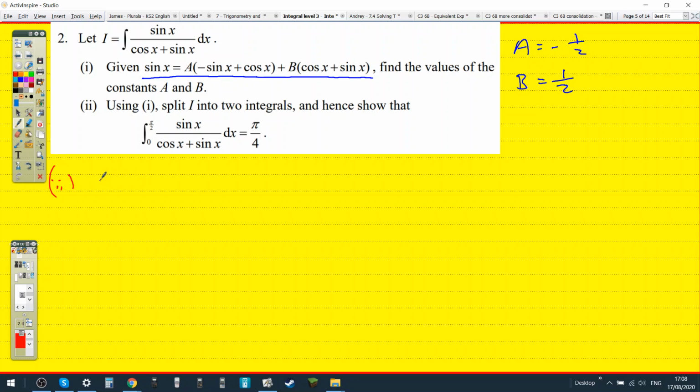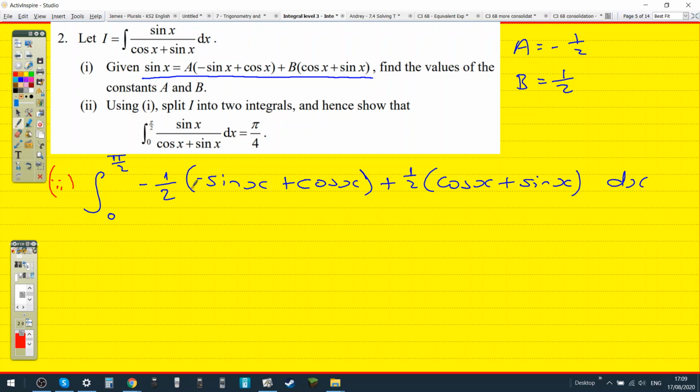So instead of sine x, you would write, so that's the integral between pi over 2 and 0 of minus a half, minus sine x plus cos x, and then plus a half, cos x plus sine x. Okay.